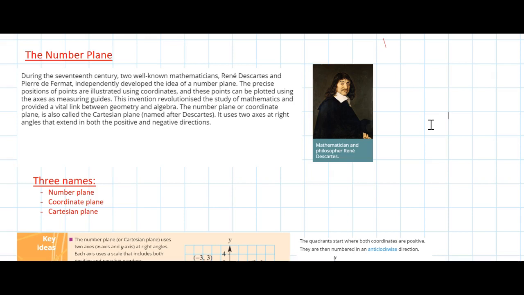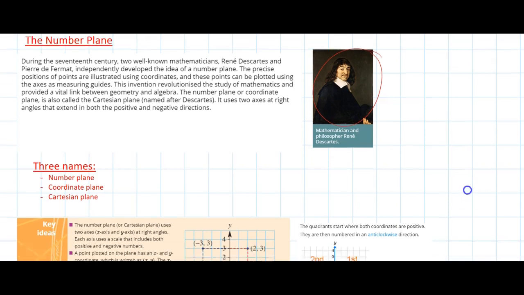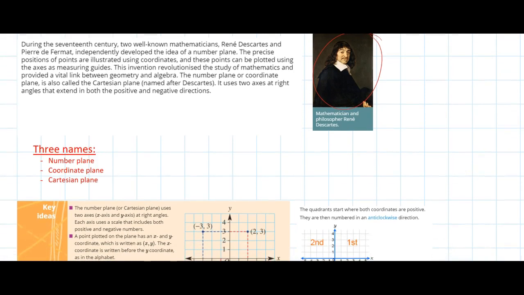As a bit of background, in the 17th century, this good-looking rooster over here and another mate developed the idea of the number plane. It was a way to plot points using coordinates with both negative and positive numbers, and it revolutionized the way that we link geometry and algebra.